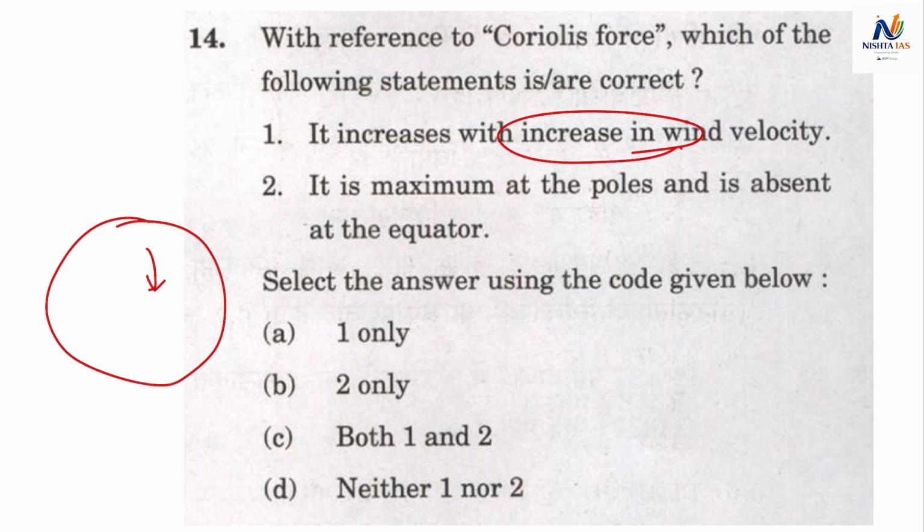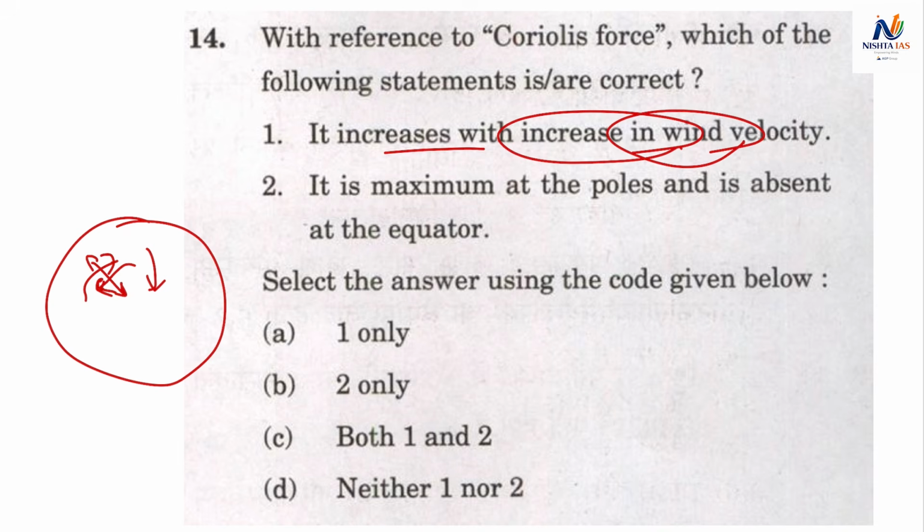That is why a moving wind is more likely to be deflected rather than a stationary wind. Hence, the Coriolis force increases with the increase in the wind velocity. Friends, some of the students asked me a question saying that the Coriolis force is deflecting in this direction, but the wind is coming in the opposite direction. So obviously the wind is cutting down the velocity, it is not increasing the velocity.